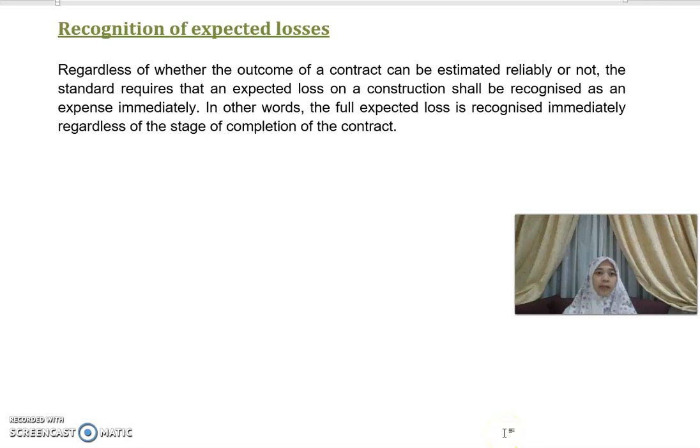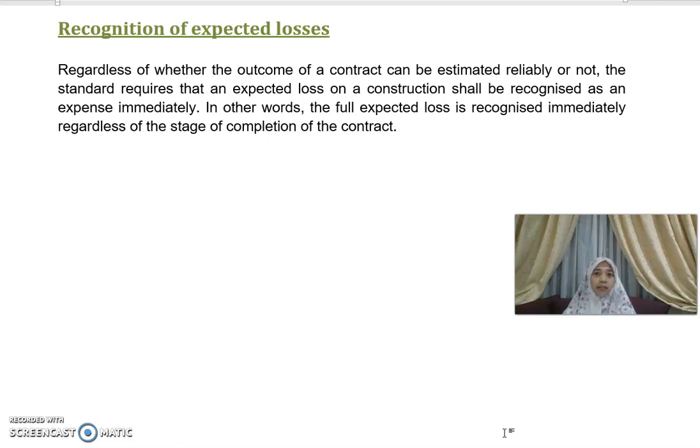Okay, Bismillahirrahmanirrahim. Next, I'm going to explain to you about the recognition of expected losses. Regardless of whether the outcome of a contract can be estimated reliably or not, the standard requires that an expected loss on a contract shall be recognized as an expense immediately. So, in other words, the full expected loss is recognized immediately, regardless of the stage of completion of the contract.